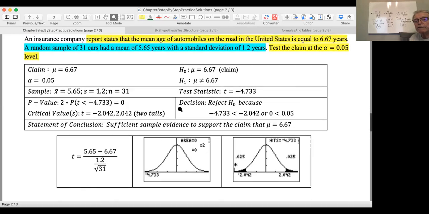And we see that the result, the test statistic, is T equals negative 4.733. And again, you have to identify the name of the test statistic when you state it: T equals negative 4.733.